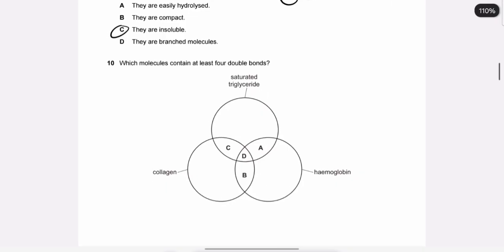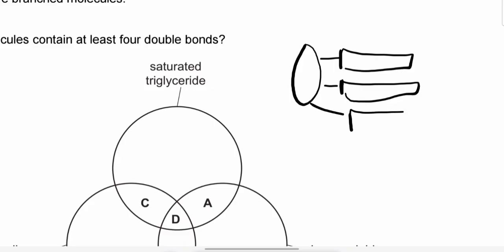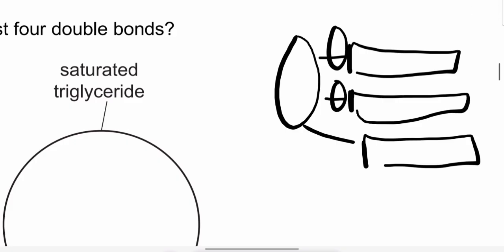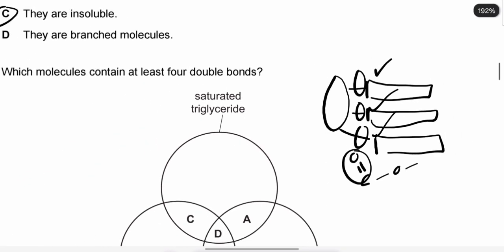And for number 10, that's saying which molecules contain at least 4 double bonds. And let's start with a saturated triglyceride. We know that it's made up of a phosphate head and these glycerides, 3 of them forming triglyceride, and we have ester bonds here. And for ester bonds, we know they're like this, and we have a double bond. So this would be 1 double bond, 2 double bonds, and 3 double bonds. But here the question is saying at least 4, meaning 4 or more.